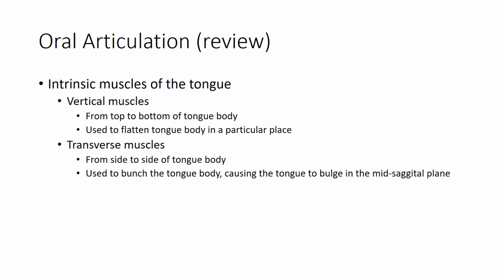The vertical muscles run from the top to bottom throughout the tongue body. They can be used to flatten the tongue body, and vertical muscles in different locations can be contracted separately, so this flattening may happen only in one particular place. The transverse muscles run from side to side within the tongue body. These can be used to bunch the tongue body, which causes the tongue to bulge up in the mid-sagittal plane, and that's useful for higher vowel sounds or consonant sounds.